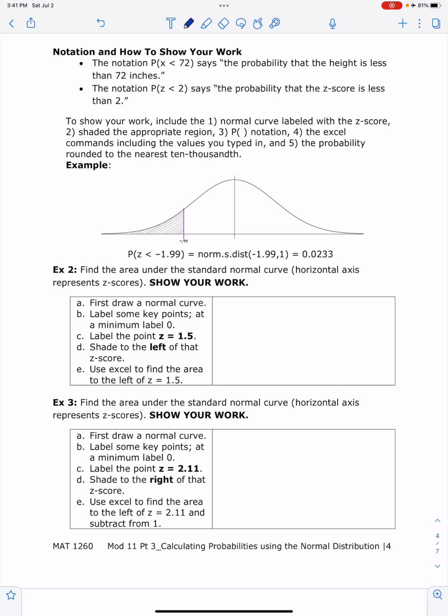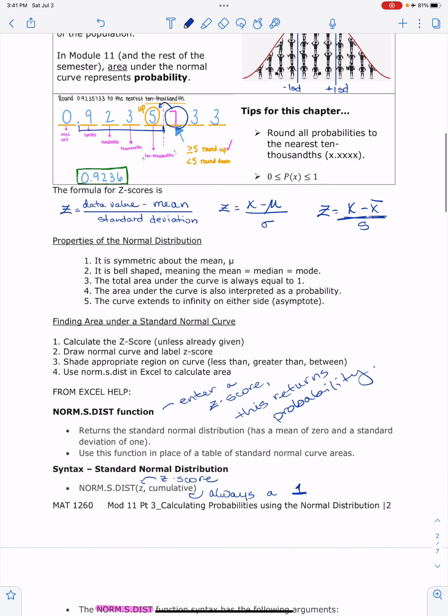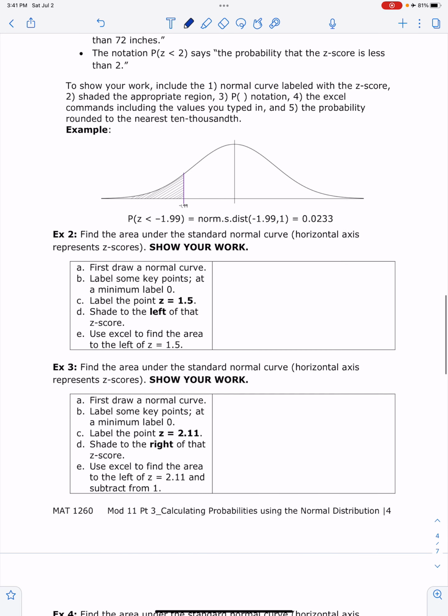So here is example 2. You know, it feels like we've gone through more than that. What am I missing? Maybe not. Okay.